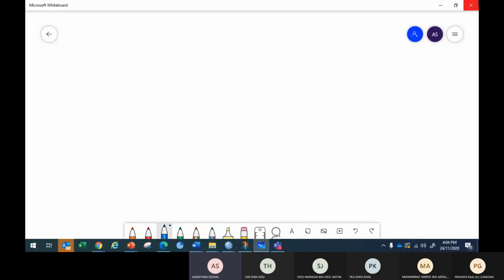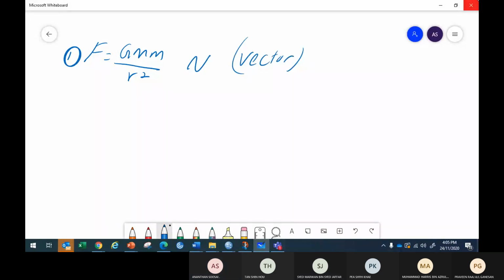What is the first thing you learn about gravity? Newton's law of gravitation. First of all, can you hear me? Yes. You can see the whiteboard? Yes. So what is the first equation you learn? Newton's law of gravitation says the force between two masses is the product of the masses, inversely proportional to the square of the distance. The unit is newton, and it's a vector quantity.